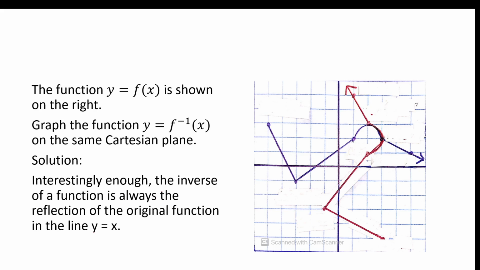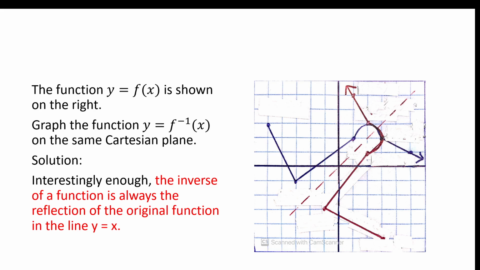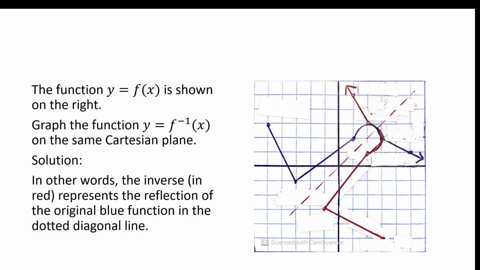Now, interestingly enough, the inverse of a function is always the reflection of the original function in the line y equals x. So if we were to draw that dotted line in diagonally, we would see that the red relation is actually not a function because the red one fails the vertical line test. Even though the blue one passes it, the red one fails it clearly. But that red relation is simply a reflection of the blue function in the line y equals x.